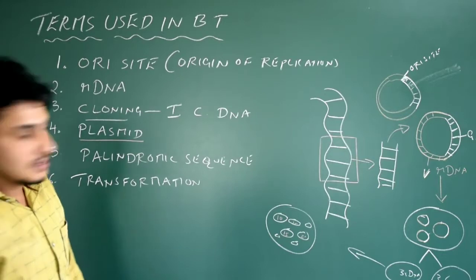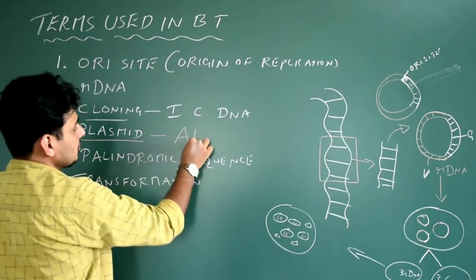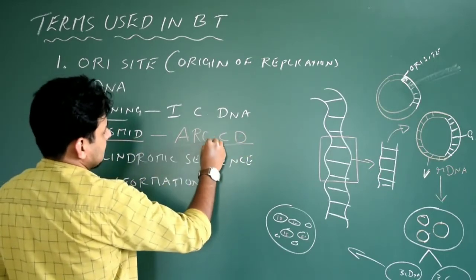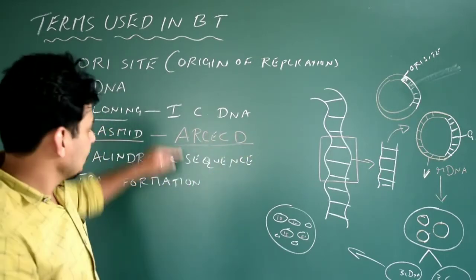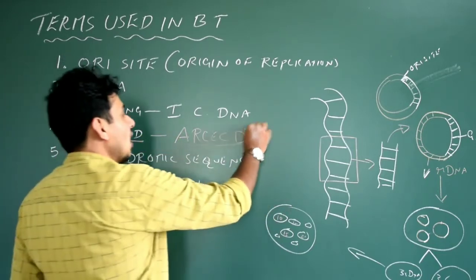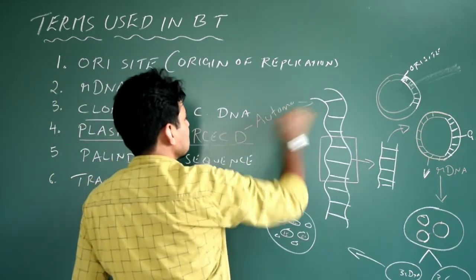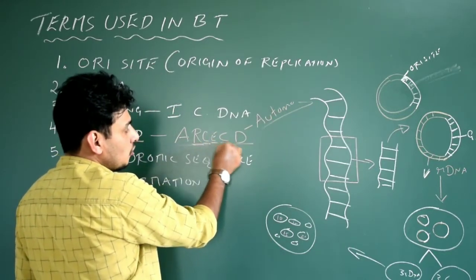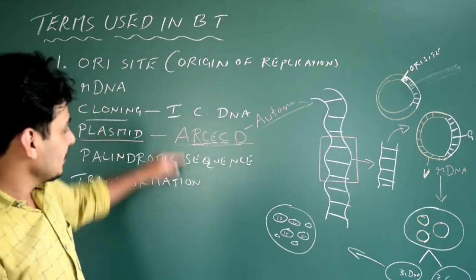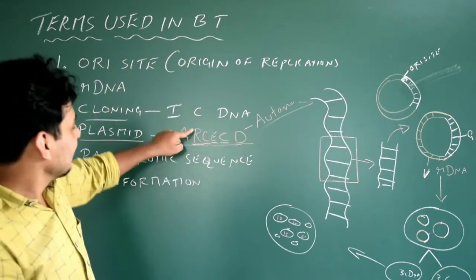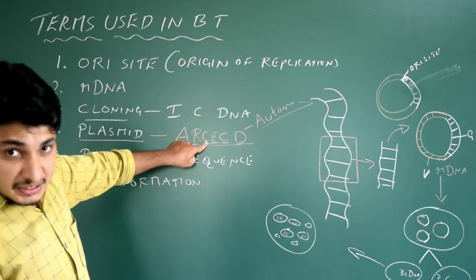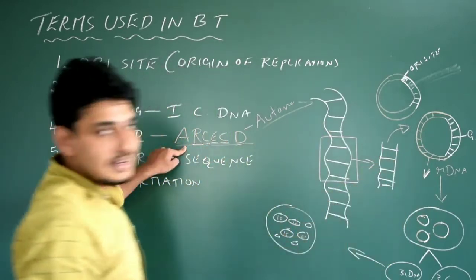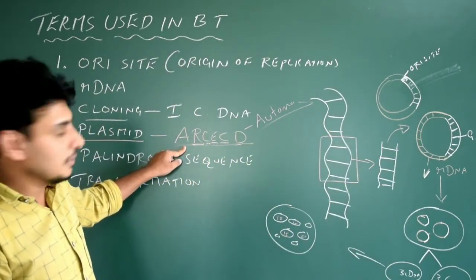What is plasmid? Very simple to remember. Remember this code: RKCD. Autonomously replicating circular extra chromosomal DNA. Got it? Autonomously replicating, circular. See, this is circular. It can replicate anywhere at any time, independent.